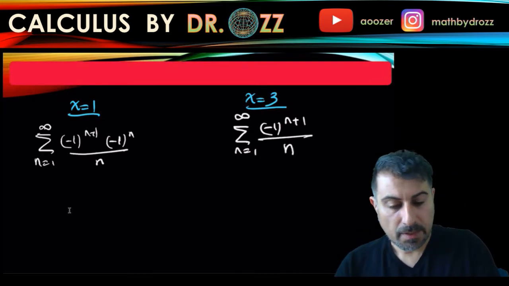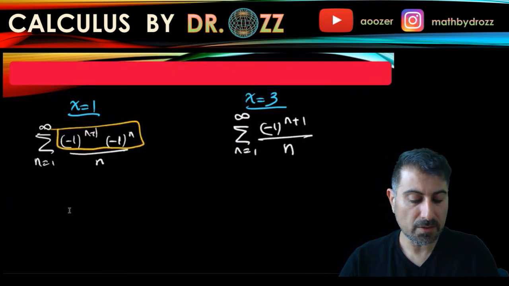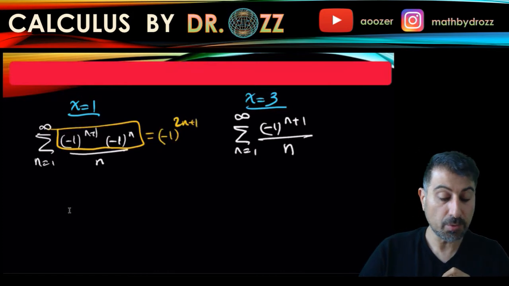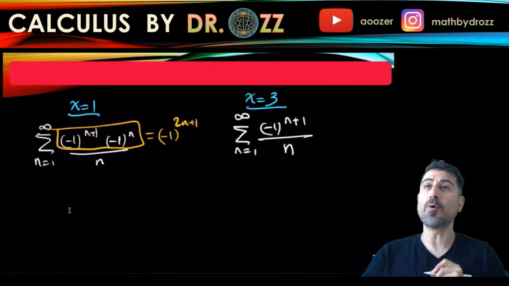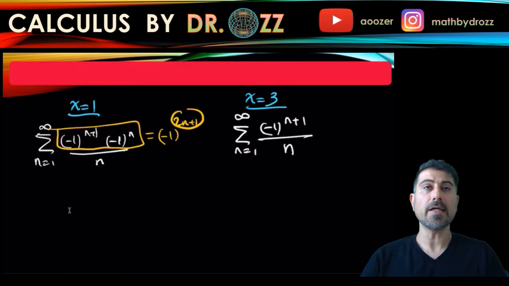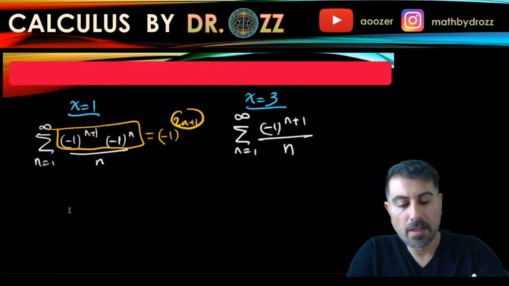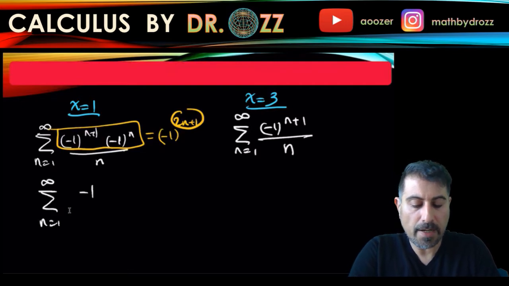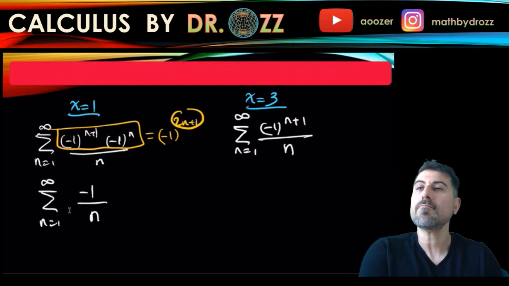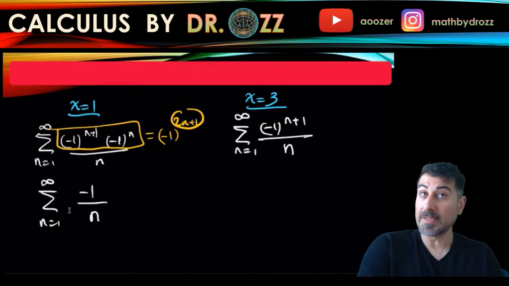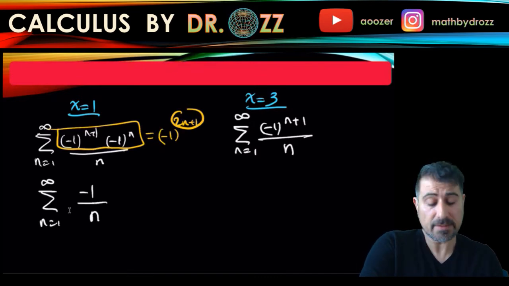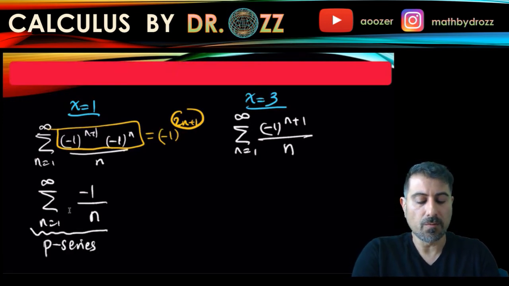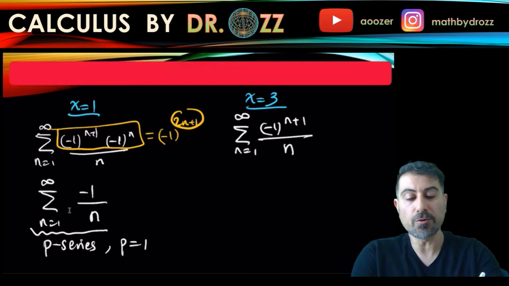All right, so let's see what this is exactly. So this is equal to minus 1 to the power of 2n plus 1. You add the exponents. And this is an odd number. Any odd power of negative 1 is negative 1. So that's good news because this series turns out to be minus 1 over n. Another good news is that this is a known series. This is a harmonic series, right? Or a p-series with p equals 1, and it diverges.